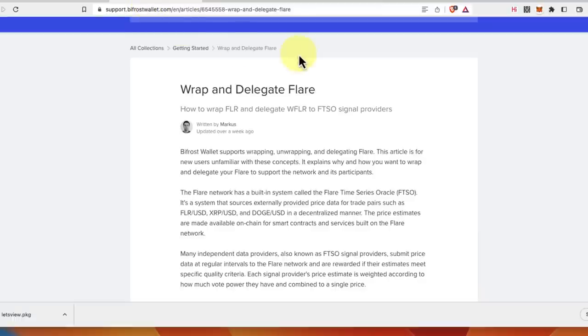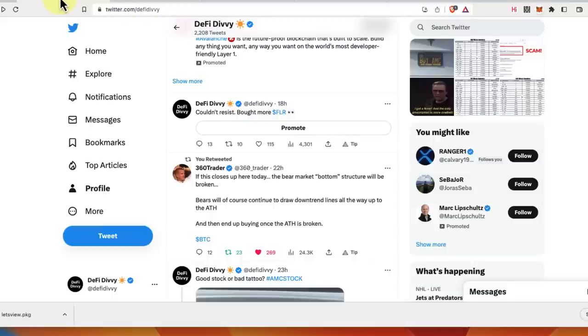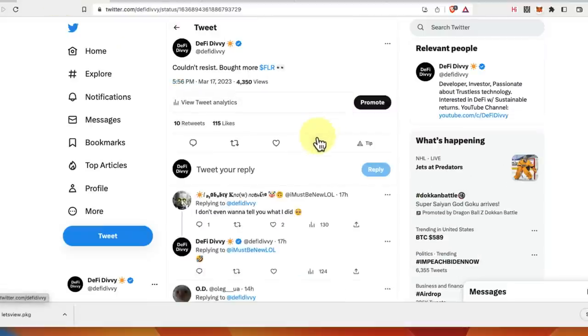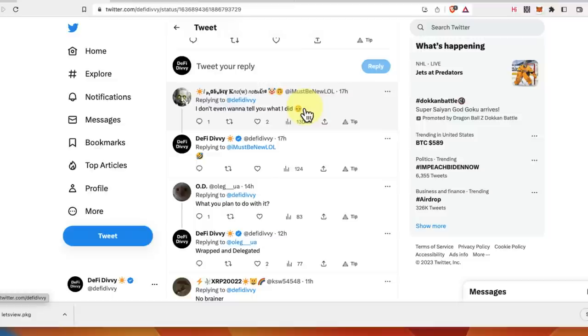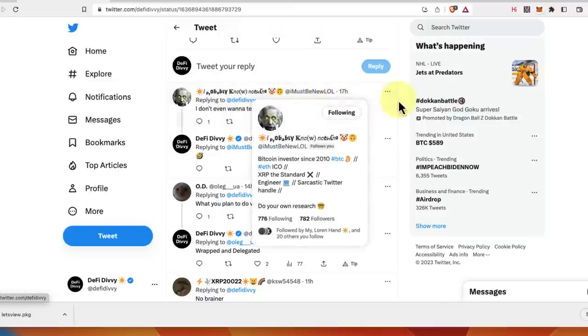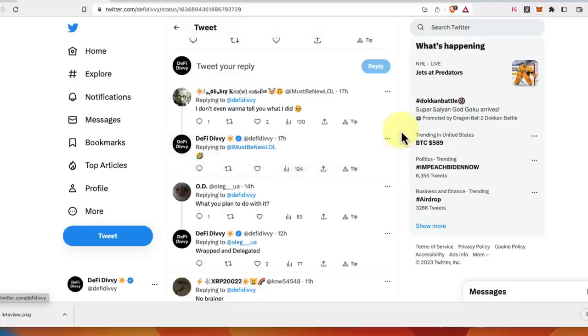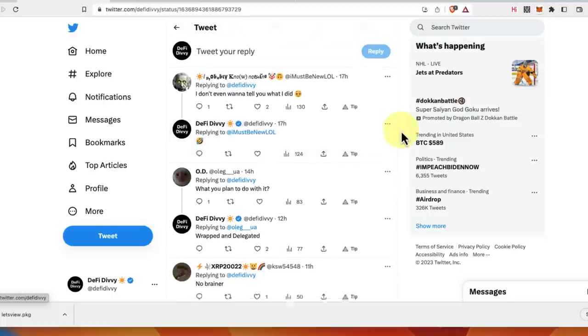For those of you who received your airdrop, you were probably super excited like I was. In fact, I was so excited I had to buy more FLR. It looks like others did as well. I put out this tweet yesterday when I purchased, and I quote, myself: couldn't resist, bought more FLR. And then I got some pretty good responses. I love this one: I must be new, LOL. I don't even want to tell you what I did. I have a feeling he might have backed up the truck there and filled up some bags.